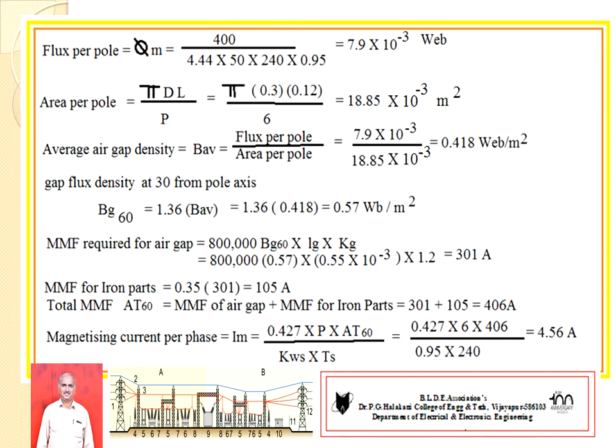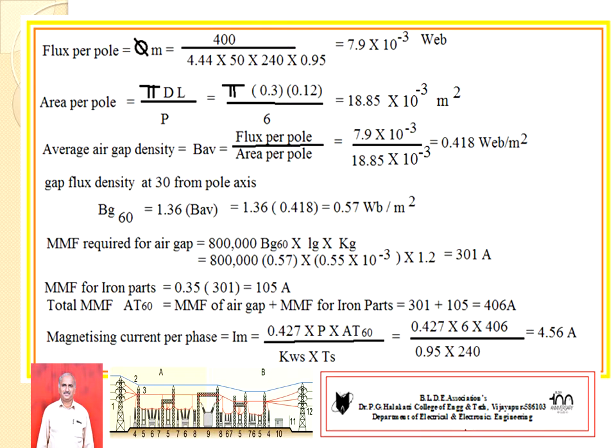So your main direction is to calculate the average flux density in the gap. Once you are knowing the flux, once you are knowing the area, then you go for B average. B average equal to flux per pole divided by area per pole. So we are going to get this value as 0.418 Webers per meter square. This is the flux density in the gap.